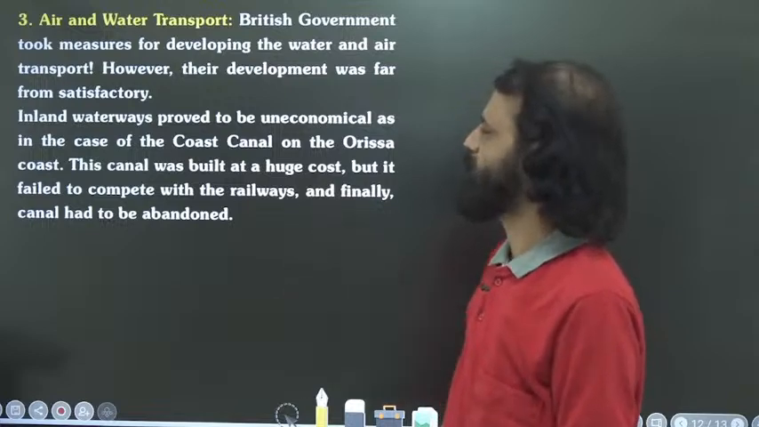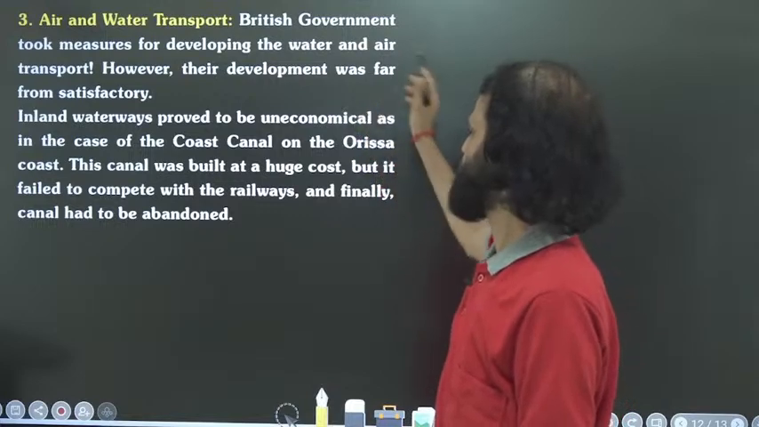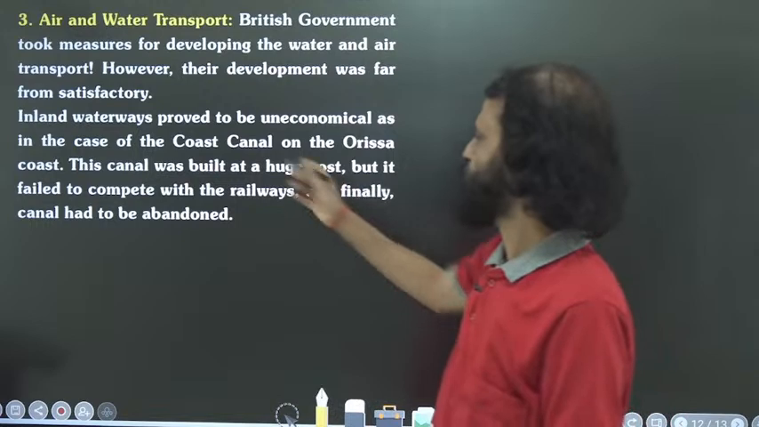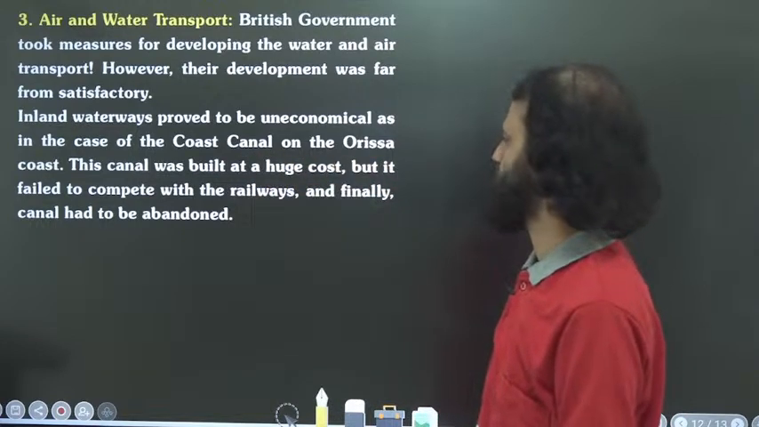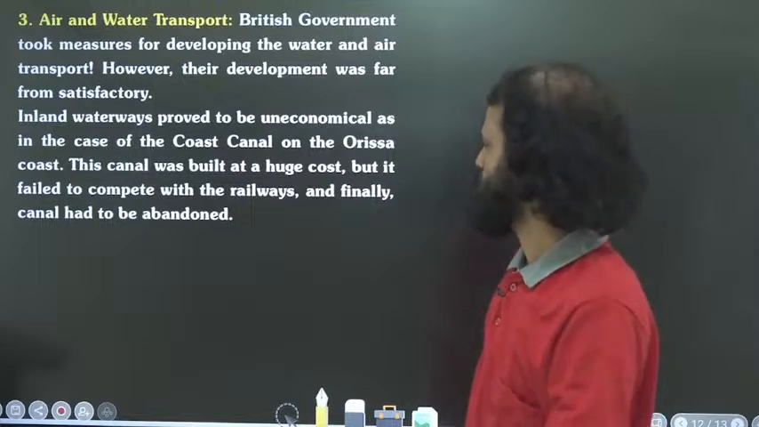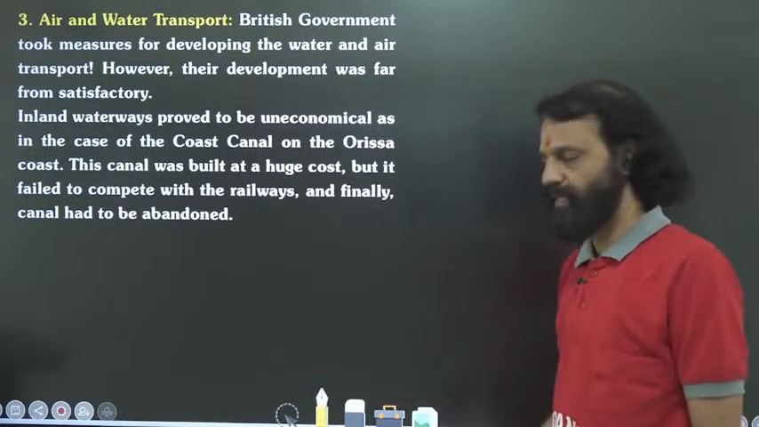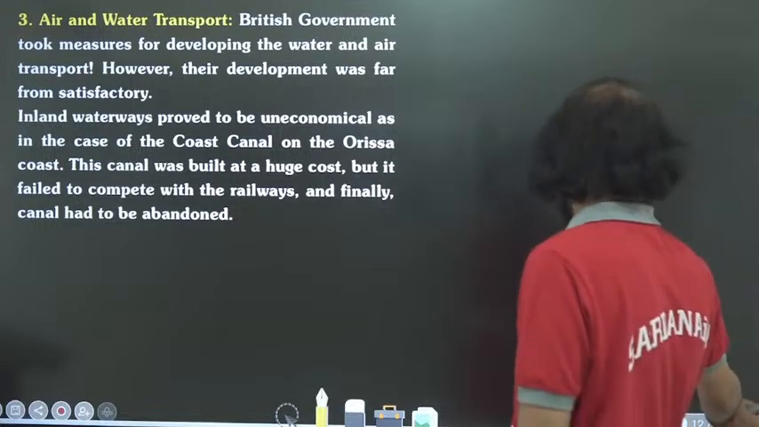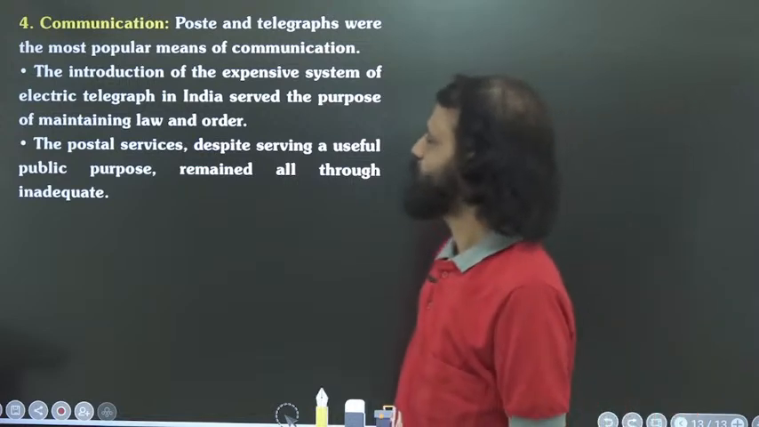So inland waterways proved to be uneconomical. They spent a lot of money on the creation of this coast canal on the Orissa coast. This canal was built at huge cost, but it failed to compete with the railways, and finally the canal had to be abandoned. They didn't use it, they abandoned it. Abandoned means discarded. They didn't use it properly.